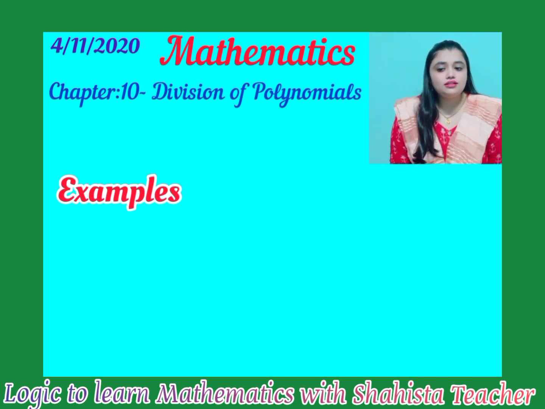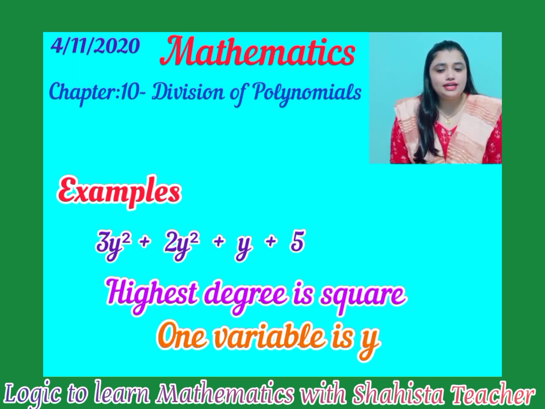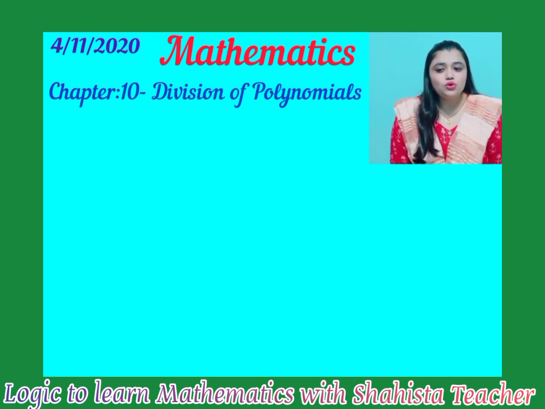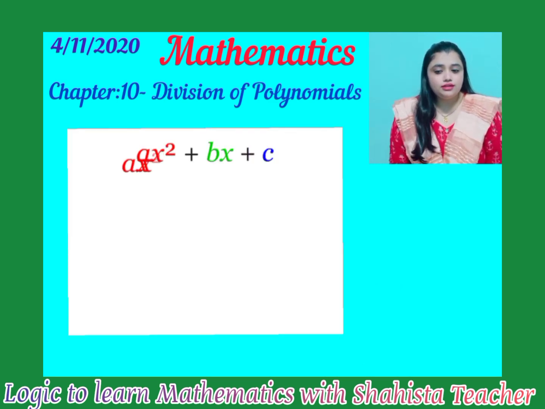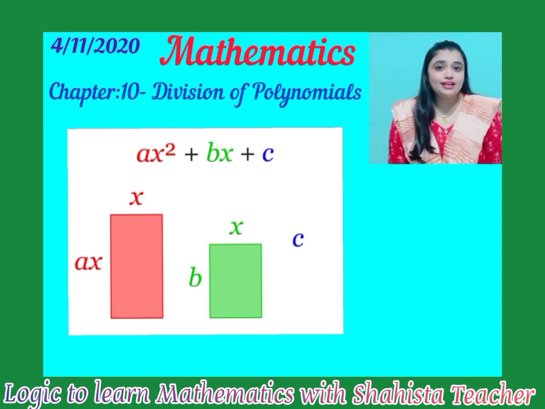Now let's take the other example. 3y square plus 2y square plus y plus 5. Here the highest degree is square and the one variable is y. Is that clear, my dear students? So this is a kind of polynomial. Polynomials are a specific algebraic expression, hence the operations of addition, subtraction and multiplication on polynomials are similar to those performed on algebraic expressions.